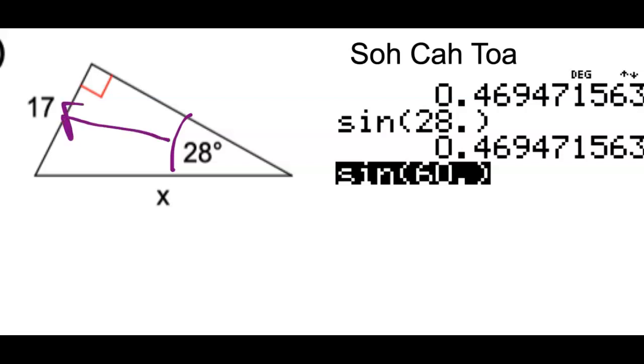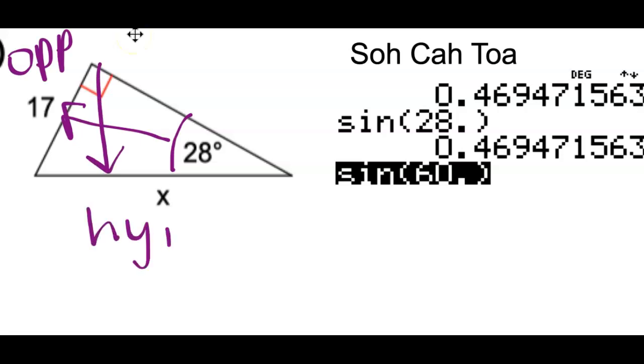So this guy is going to be called your opposite. The guy that's across from the right angle is always your hypotenuse. And so in this case, we have to find the trig function that uses opposite and hypotenuse. So that is this trig function, which is sine.